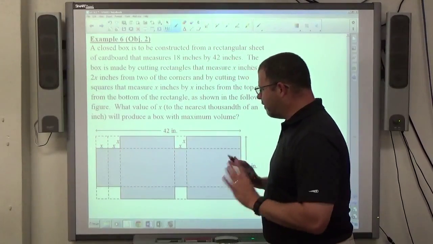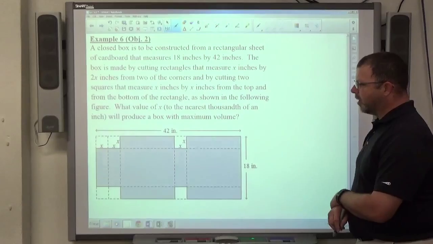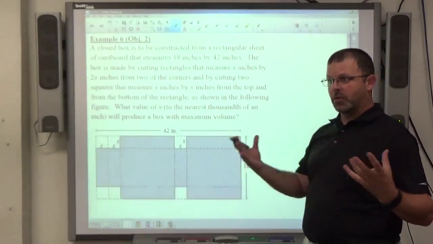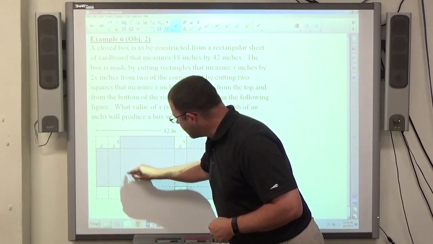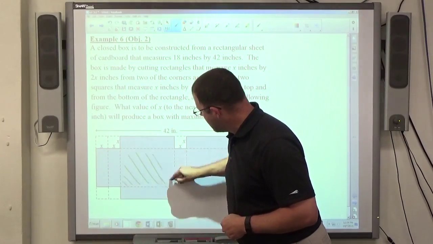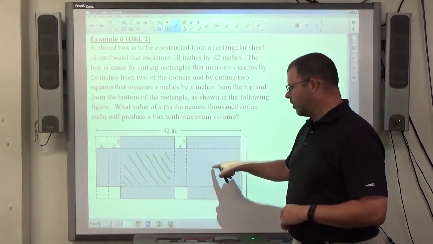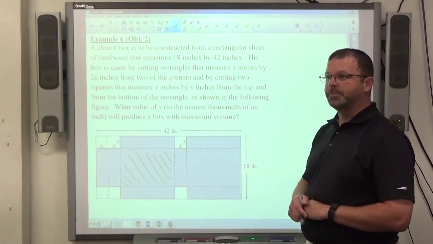What I want you to get a feel for in these problems is what the base is. So we're trying to create this box. It's going to be a rectangular solid. The base of this box is that, or this one over here. Take your pick, doesn't matter which one.